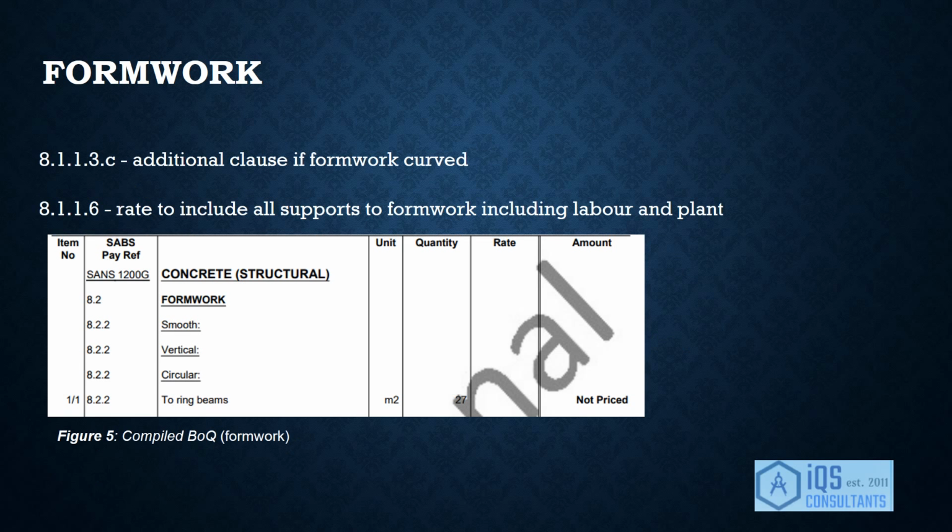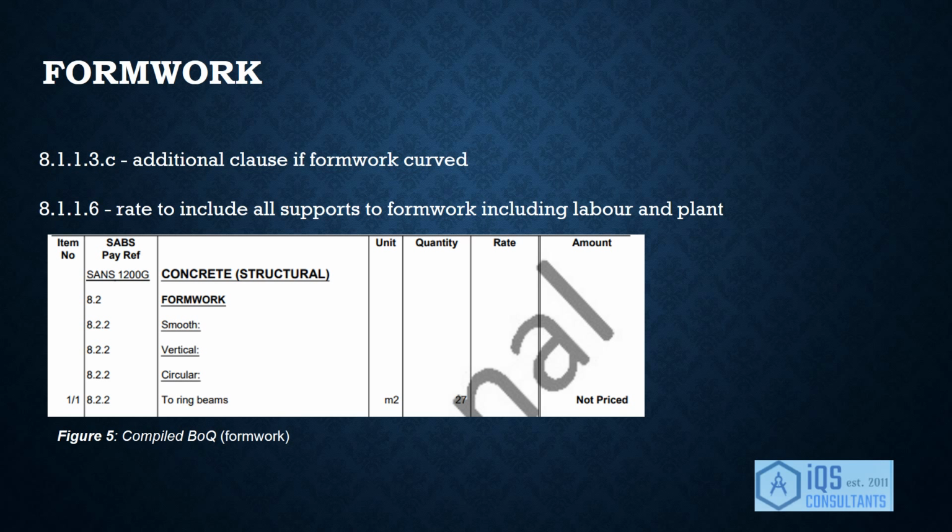Then clause 8.1.1.3c further states that a clause should be added if formwork is to be curved. Therefore, an additional item has been added describing the shape of the formwork as circular. The final description describes the element to which the formwork is formed against. In our case, the formwork is placed for the casting of the ring beams.